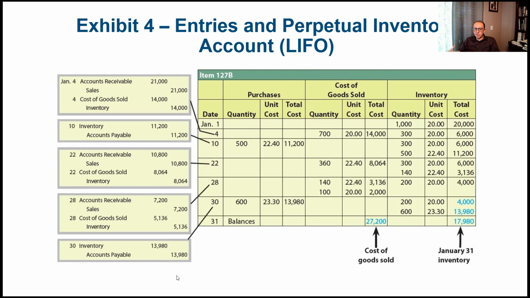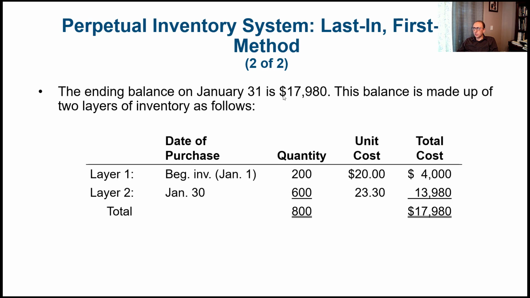You can see here, it's very systematic. It's not much different from what we covered in chapter 5. So the ending balance on January 31st is 17,980. The balance is made up of the two layers of inventory: the beginning inventory of 200 at $20, and the last 600 units that we purchased at $23.30 for a total of 13,980. We add them together, that's 17,980.